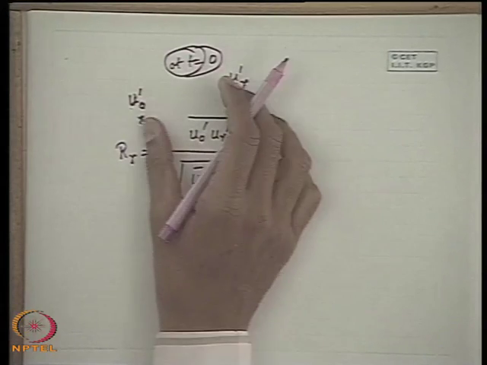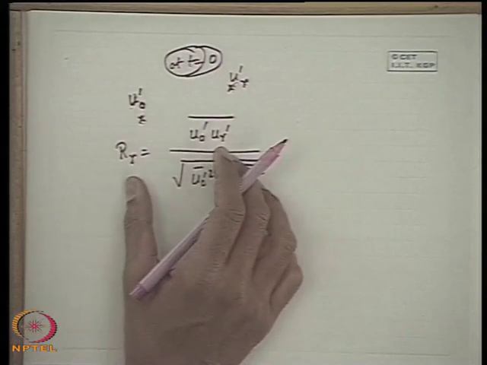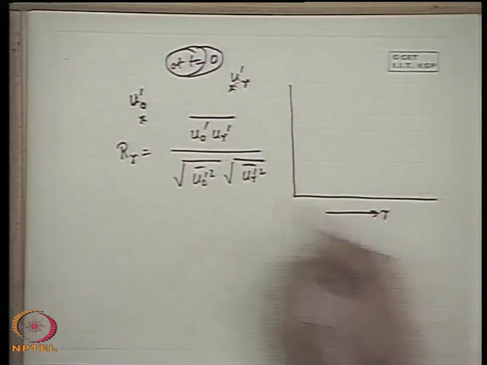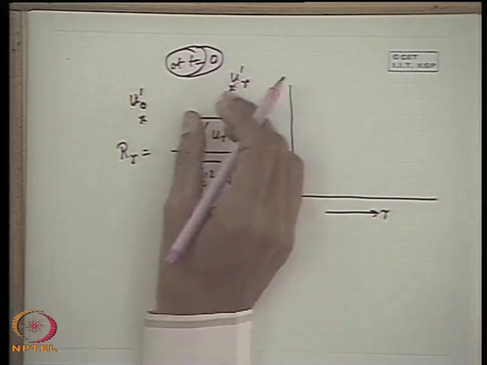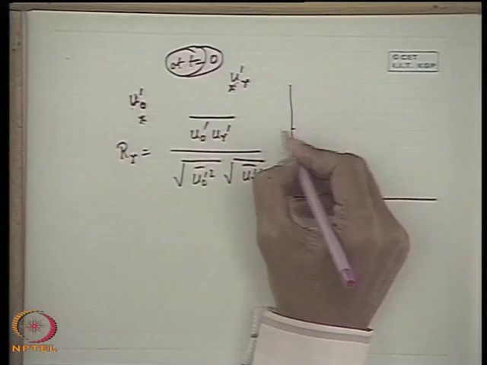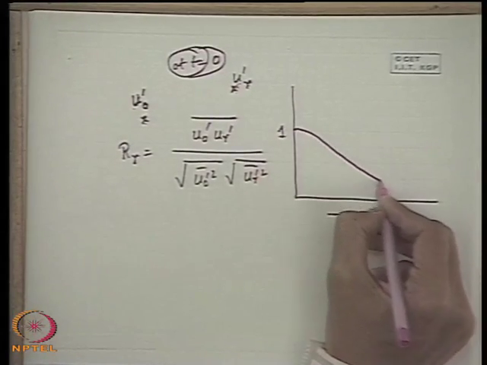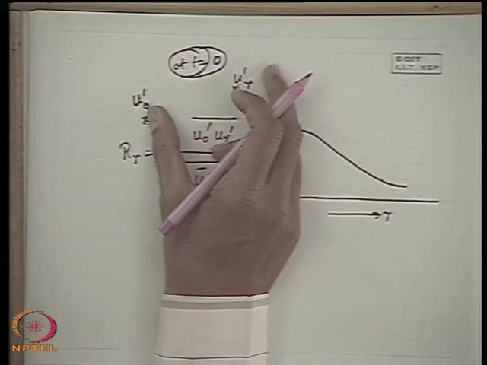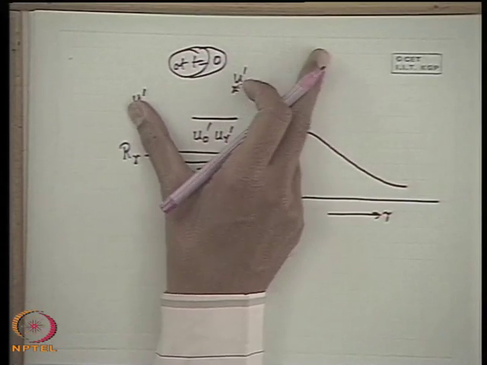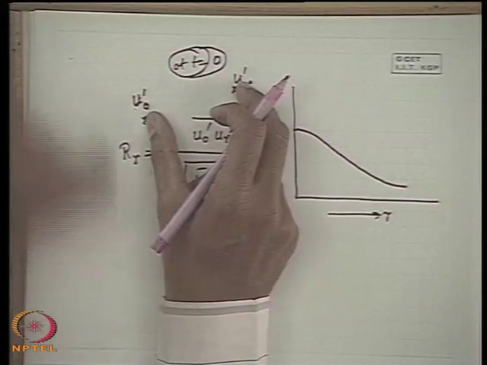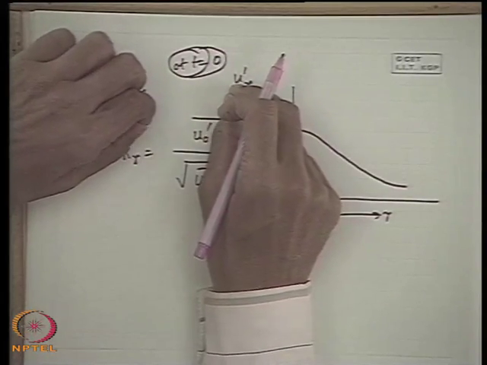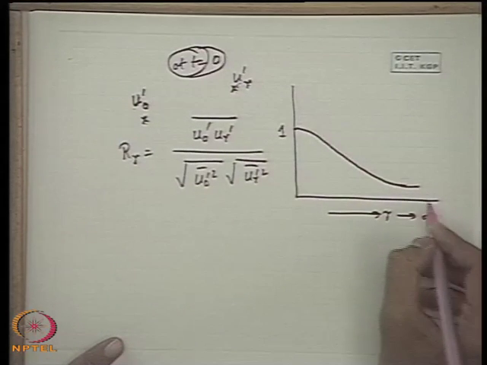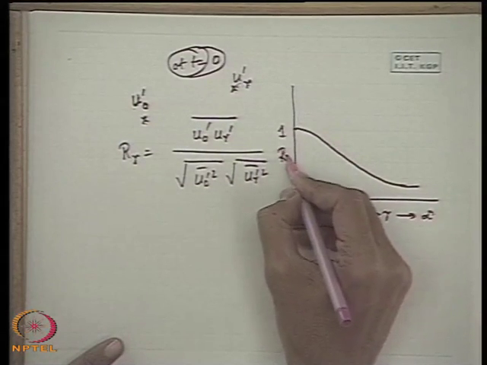But if RR is 0, it means there is absolutely no correlation. RR is 1 means there is absolute correlation. That means when r is equal to 0, the 2 points merge to 1 point, so they are totally correlated. This has got 1, and as r goes on increasing, that means if the distance between the 2 points goes on increasing, the correlation becomes less and less, and ultimately there is no correlation between the fluctuating velocity components for 2 points which are infinitely distant apart. That means r tends to infinity, this is 0. So same thing, this is RR.